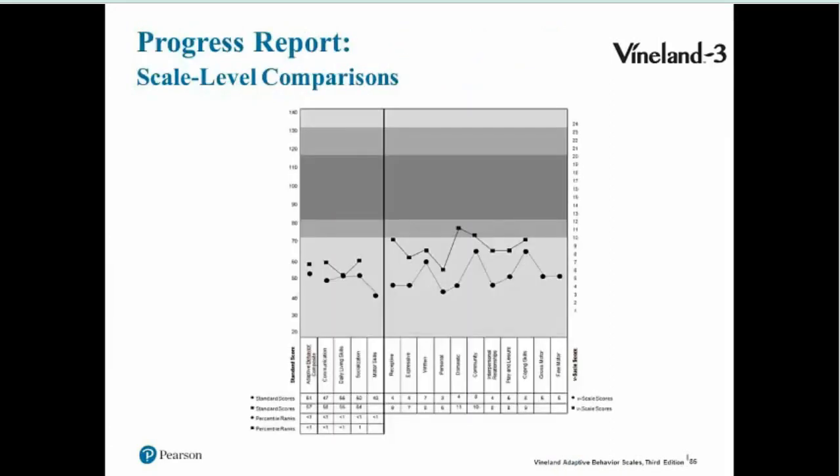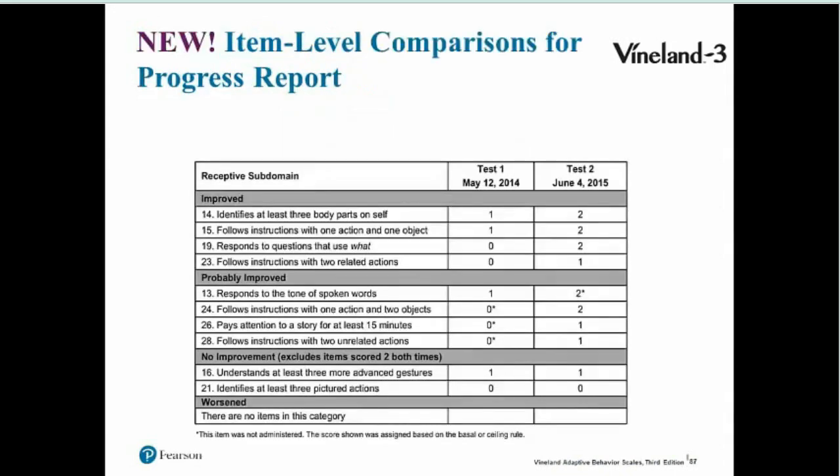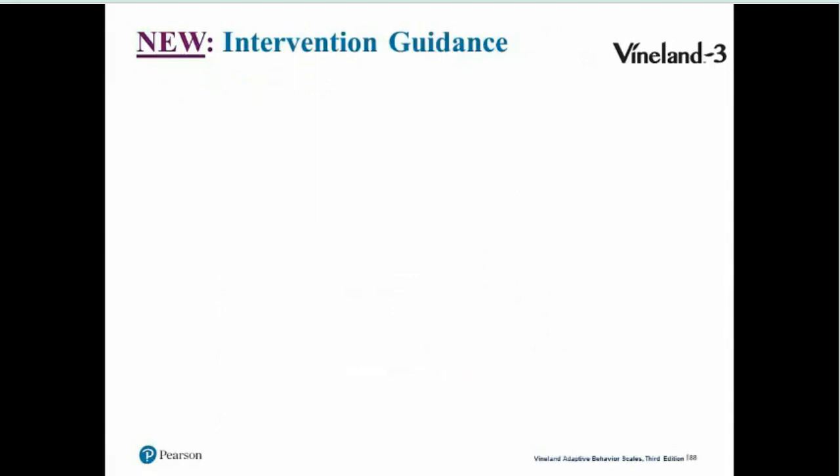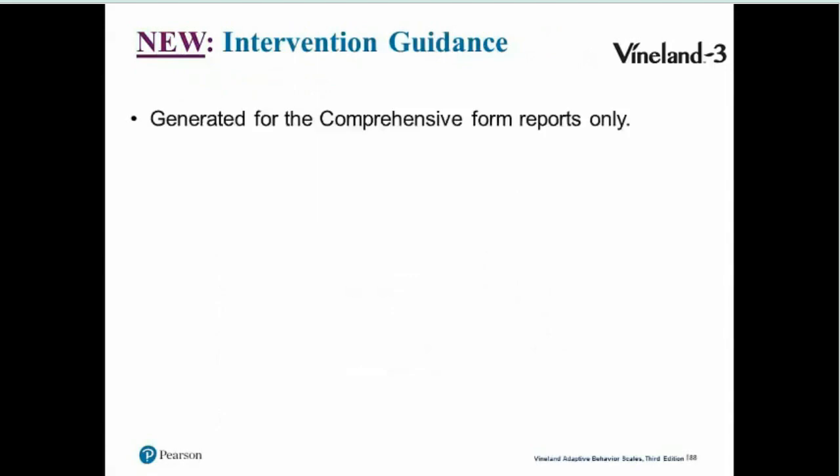You can also generate a progress report if you've administered the Vineland 3 to a child and let's say 12 to 18 months has passed and you need to measure any change or growth. The progress report can show you the differences between the first assessment and the second assessment. You can also see any differences within item responses in the item level comparison part of the progress report. So we can see here that on item 19, the first testing, the child was not able to perform that behavior at all, whereas a year later, it's been mastered. It's now a 2.